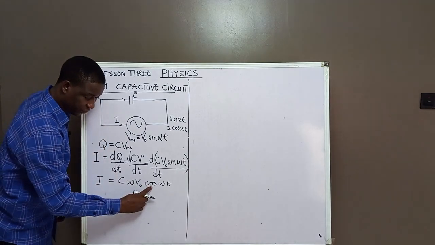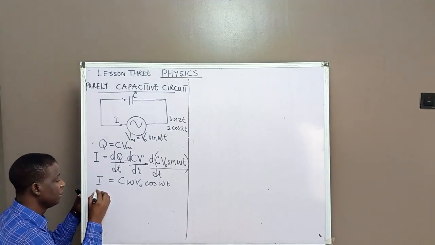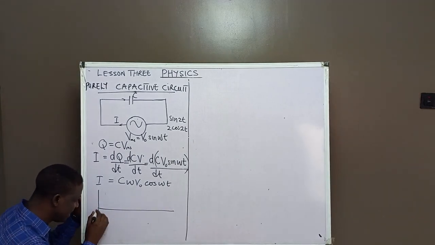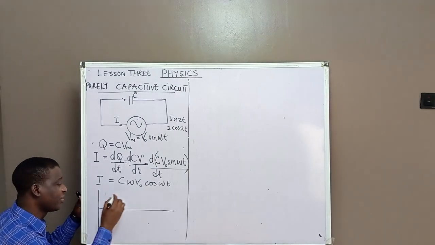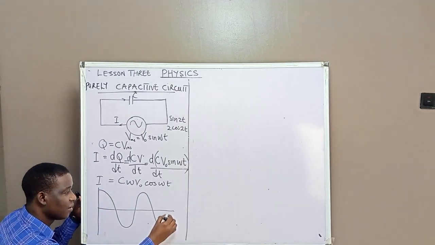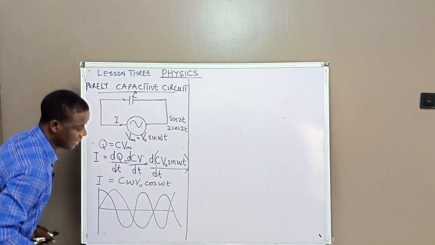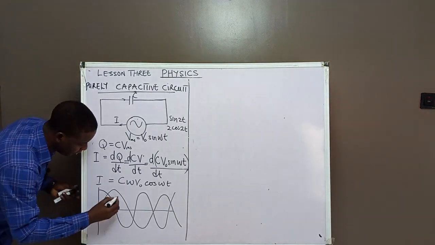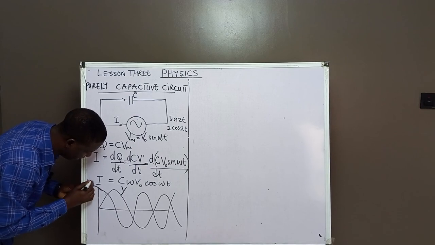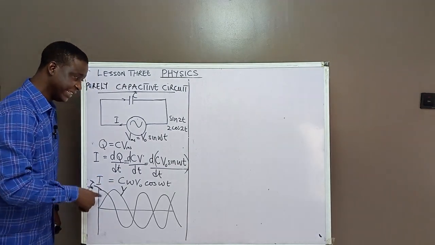Now, having gotten this, what do you notice? Look at the current, it is cos, the voltage is sine. Now, if you draw the waveform, we notice that the cos graph is like this, then the sine graph is like this. This one is for the voltage and this one is for the current. That means you now notice that the current is leading the voltage in this circuit.